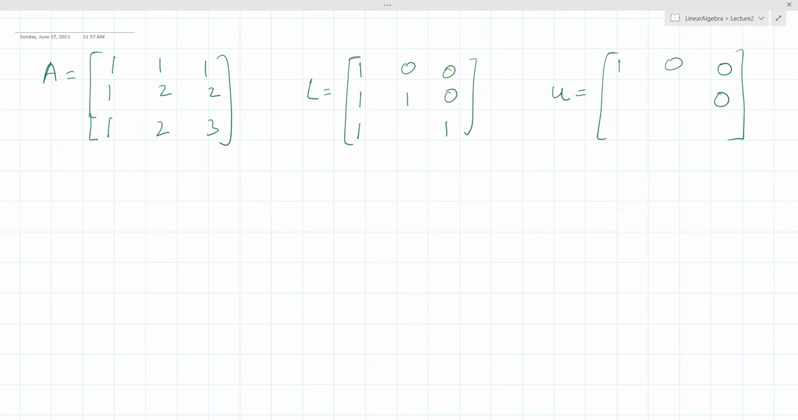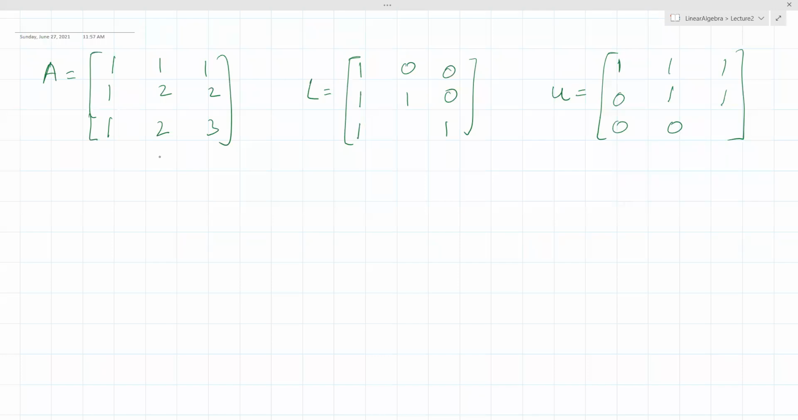So what is the first pivot? Oh, I made a mistake, this is the upper. The first pivot is 1 and the first row comes as it is anyway in your U. What about the second row? You have subtracted 1 times the first row from the second row. So this will leave behind 0, 1, 1. So this is your second row now.